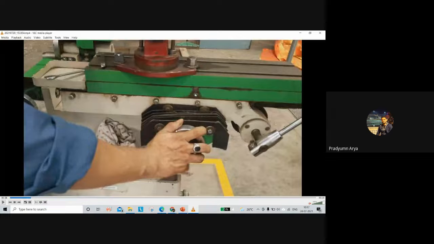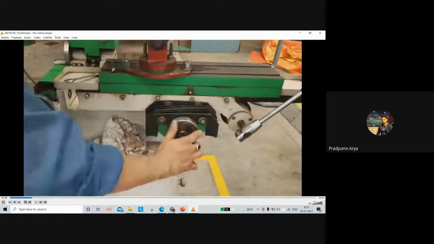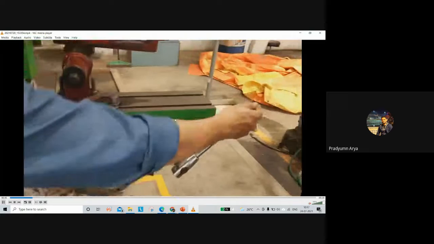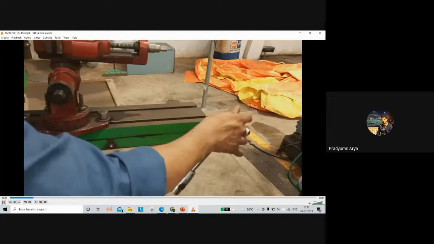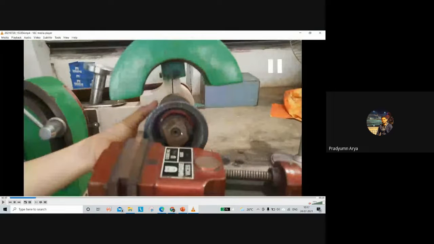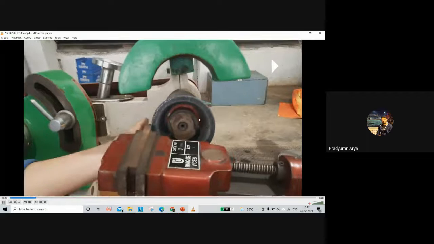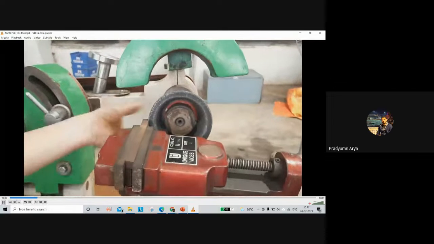This is the cross slide wheel to regulate the work table in the y direction. This is the hand traversing wheel. It is employed to regulate the work table in the forward and backward direction. This is the abrasive wheel, the main tool, which is used to remove material from the surface of the workpiece.